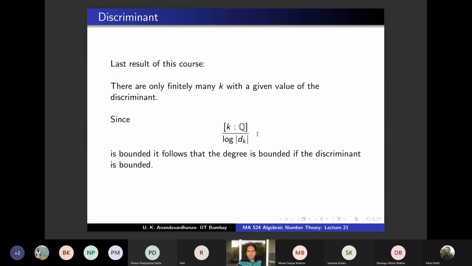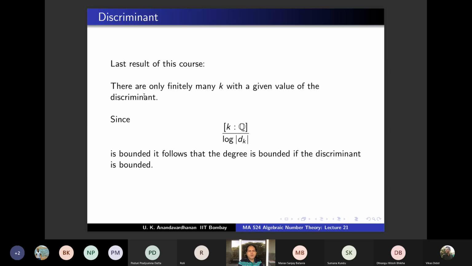This is less than or equal to an absolute constant. So the degree is less than or equal to a constant times log |d_K|. So if the discriminant is bounded, then log of the discriminant is bounded, times a constant that is bounded. So the degree of K over Q is bounded. Okay, so because of Minkowski's bound, using that we showed that this is bounded, and it follows that if the discriminant is bounded, then the degree is bounded.